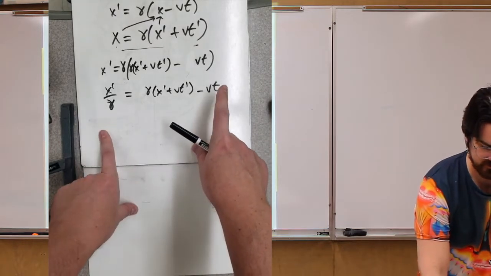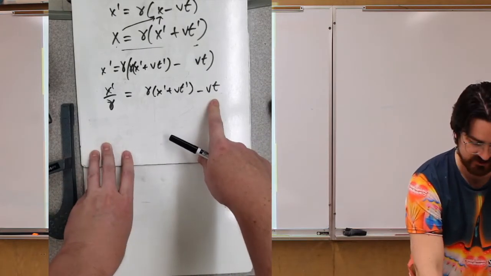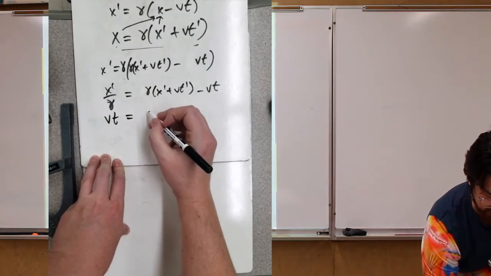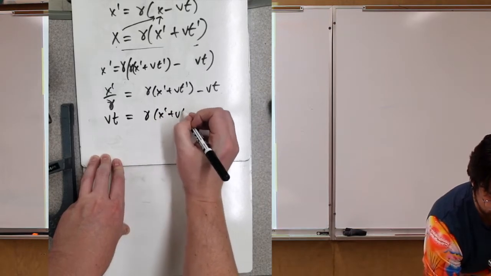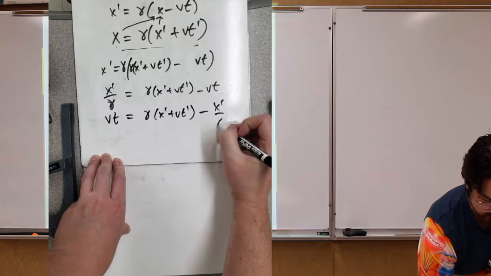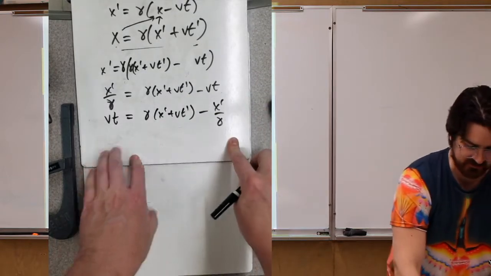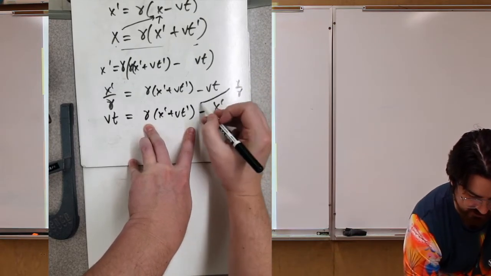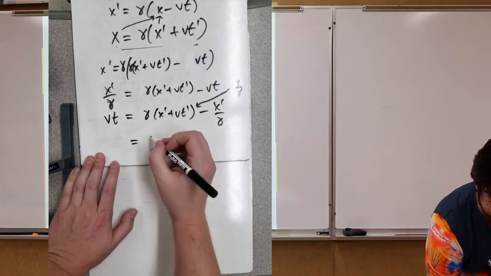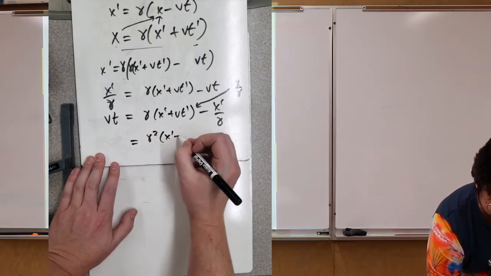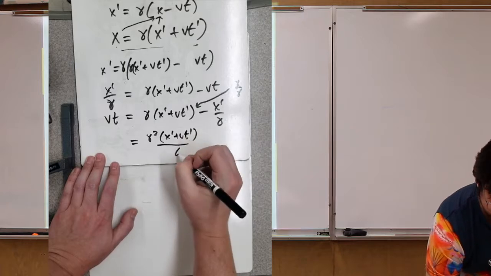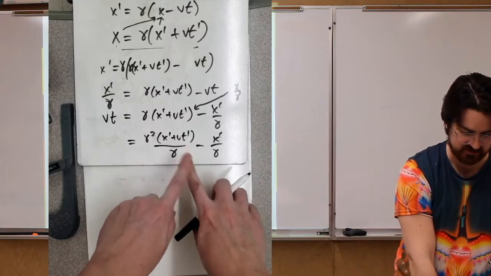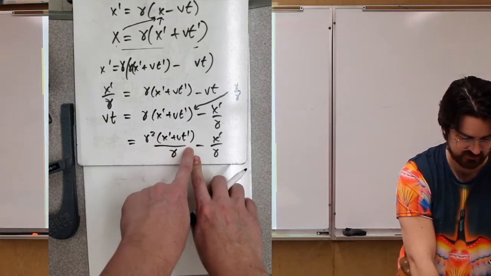So we want to get all the unprimed stuff on one side, prime stuff on the other side, so vt, subtract that x prime over gamma. And now I want to combine this into one fraction, meaning that I need to force this common denominator. So basically I'm multiplying this first term by gamma over gamma. So now I can actually combine these like terms. You can also distribute this gamma squared.